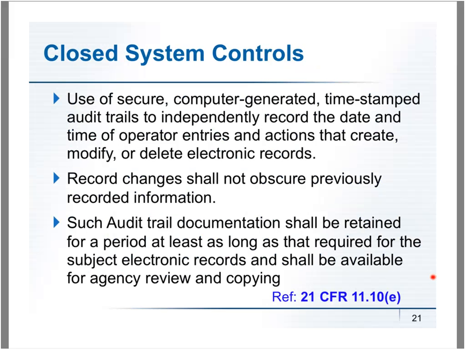Next one. The controls in a closed system must be well-maintained so that accurate date and time stamping is done and that any changes do not obscure previously recorded information. And, of course, the audit trail documentation should be retained. Just as long as you retain a paper, those records would be retained and they would be saved. So, audit trail is essential.